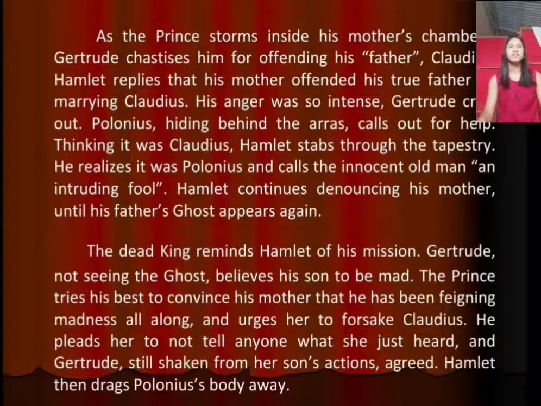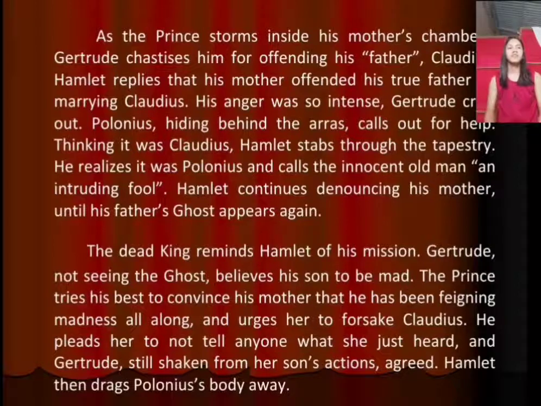Hamlet replies that his mother offended his true father by marrying Claudius. His anger was so intense, Gertrude cries out. Polonius, hiding behind the arras, calls for help. Thinking it was Claudius, Hamlet stabs through the tapestry. He realizes it was Polonius and calls the innocent man an intruding fool.